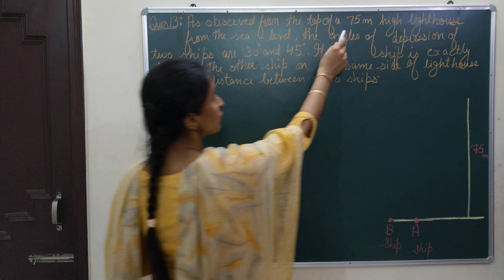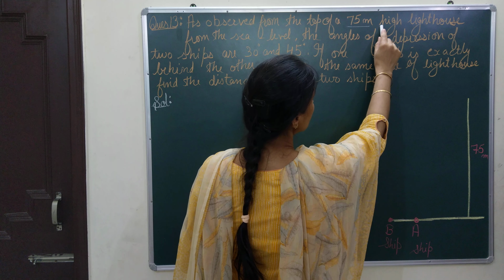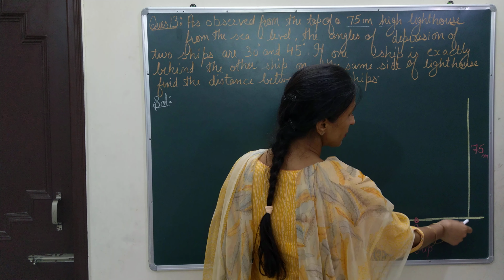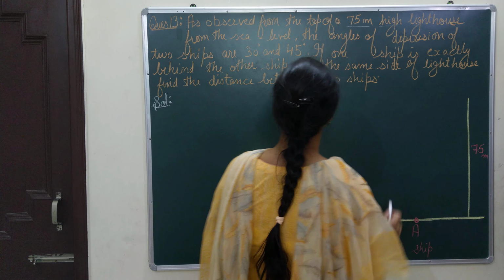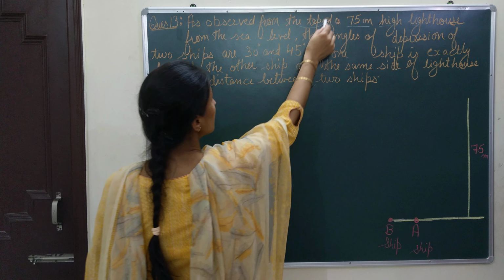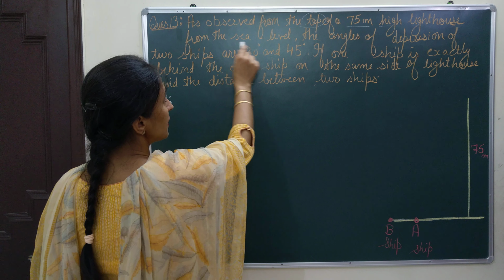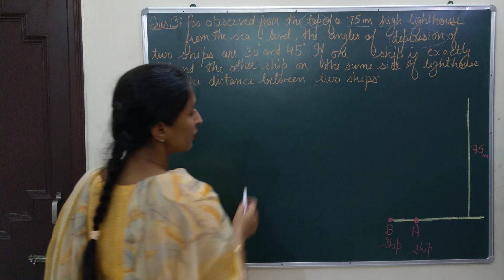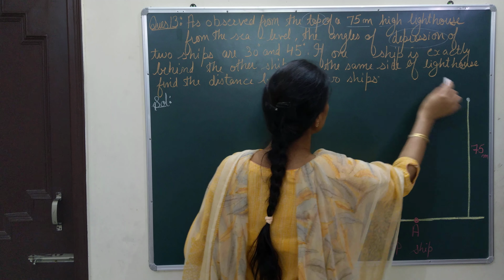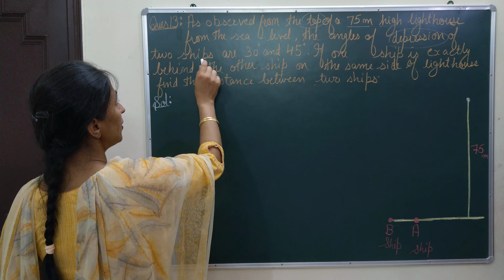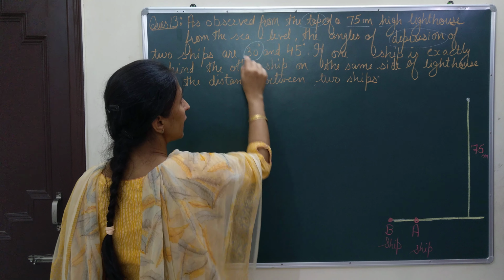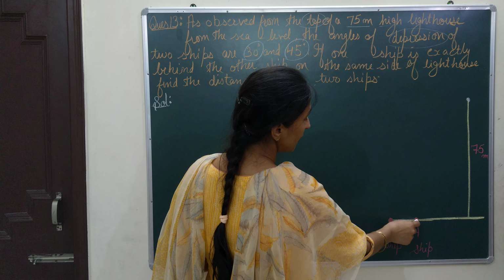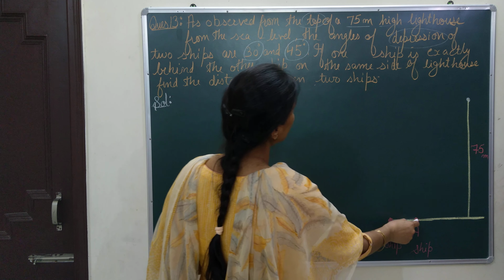As observed from the top of a 75-meter long lighthouse. So what you are given is that a lighthouse is there which is 75 meters high. When seen from the top of this tower, from the sea level, angles of depression are formed because you are looking down from here. Two ships are making two angles, 30 degrees and 45 degrees.